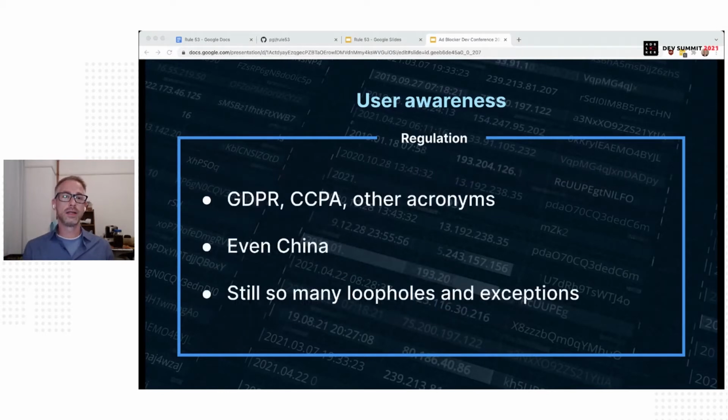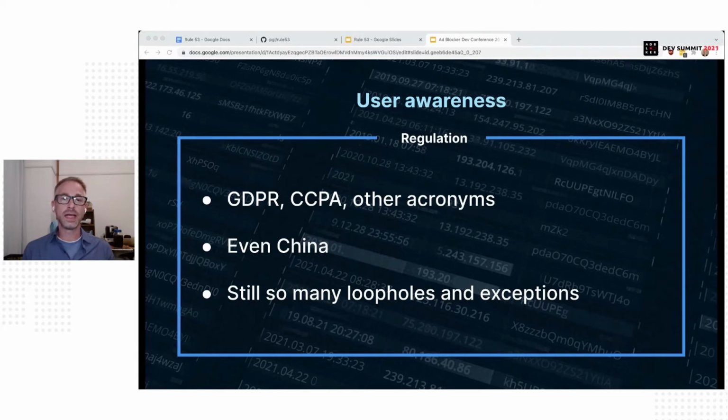One thing I wanted to mention is the regulation that is appearing, or has been appearing over the last few years. Everybody's aware of GDPR, and there's the CCPA and a bunch of other acronyms all over the world. And even China's getting in on the game, which is kind of remarkable, and I could probably do a presentation all about the regulations there.